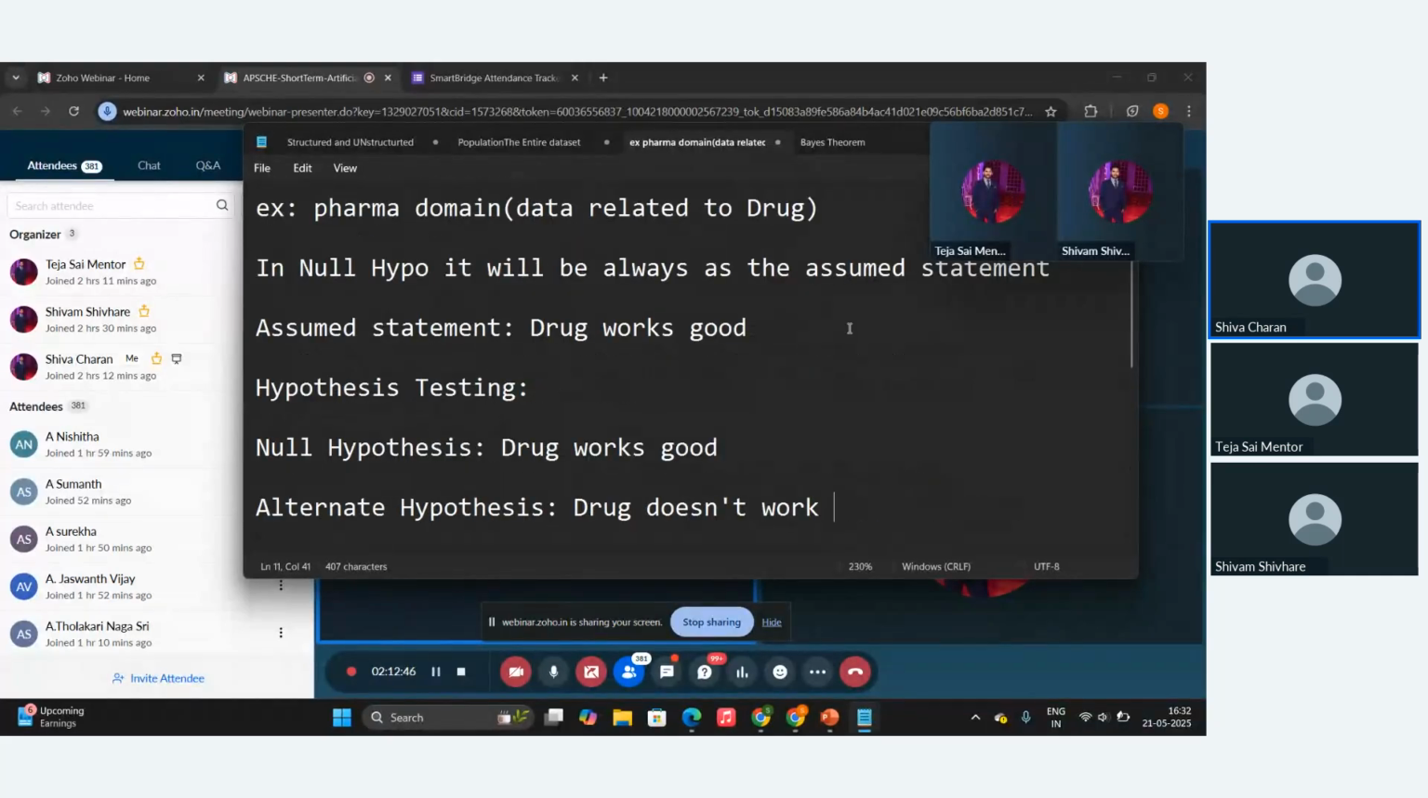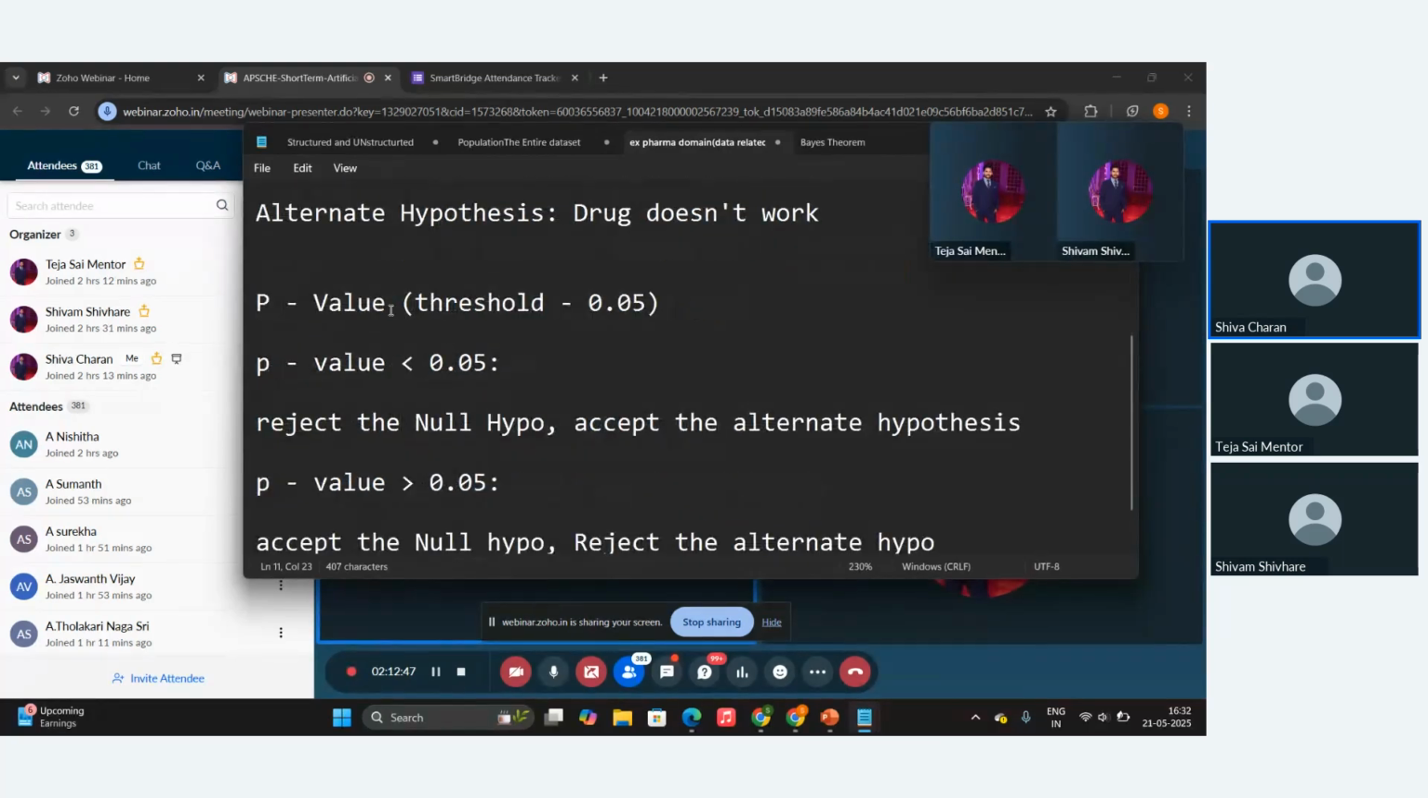The null hypothesis is the assumed statement, and hypothesis testing has a null and an alternate. The alternate is completely opposite to the null hypothesis, correct? We do the probability value calculation based on the mean and the standard deviation, which gives the p-value. The threshold value for the p-value is 0.05. If the probability value for the samples we considered is less than 0.05, we reject the null hypothesis and accept the alternate. If it is greater, we accept the null and reject the alternate.